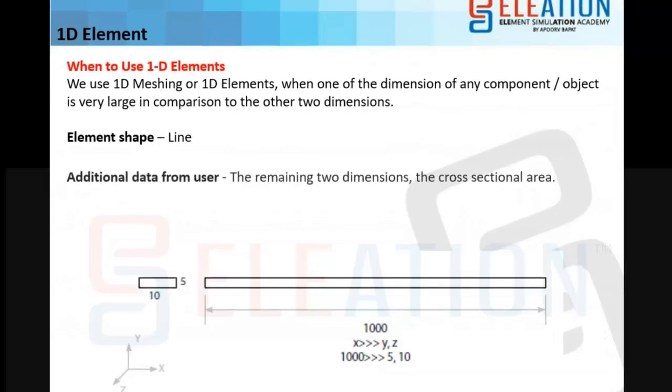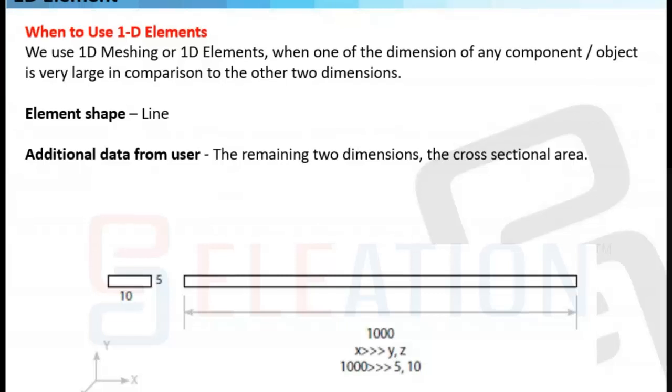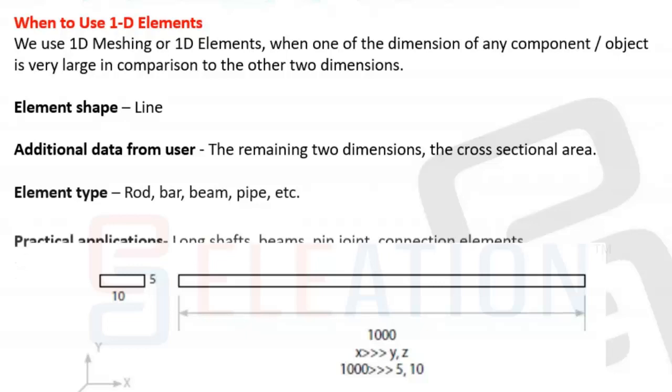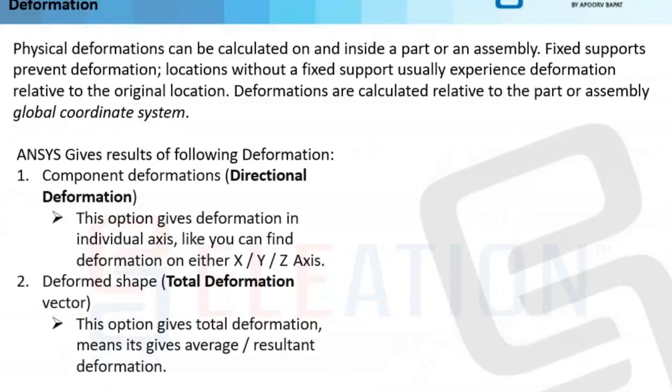Element shape is line. Additional data from the user is remaining two dimensions, that is cross sectional area. Element types are rod, bar, beam, pipe, axis, etc. Practical applications where you can use 1D elements are long shafts, beams, pin joints, connection elements and so on.